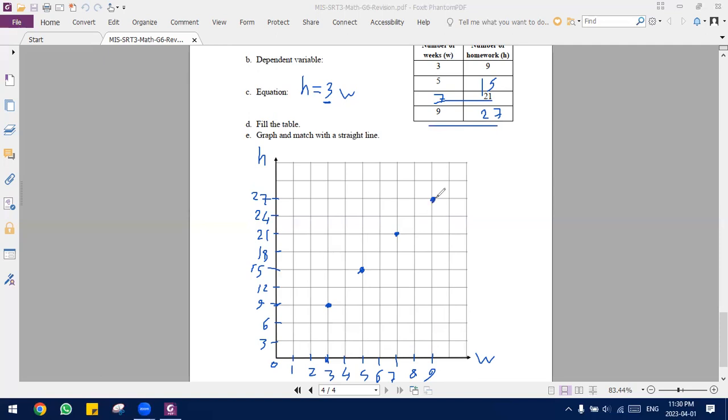And then at the end, I match them with a straight line. The straight line must cross all the points. Can I extend it? Yes, of course I can. So this is the line.